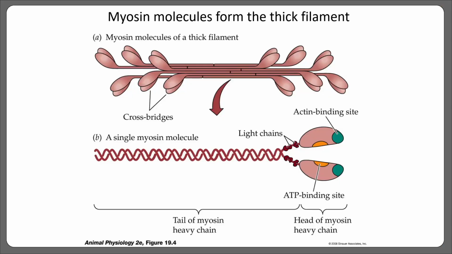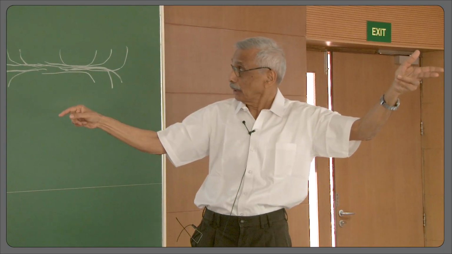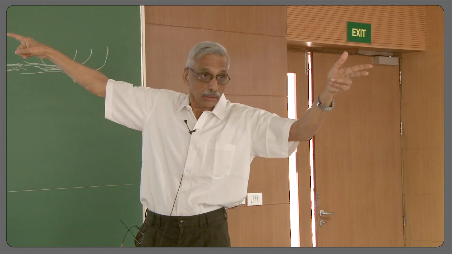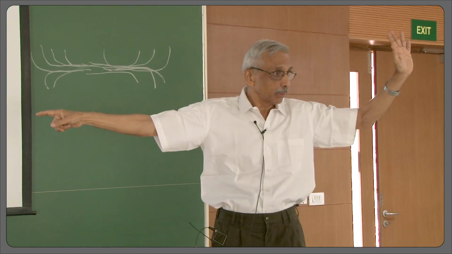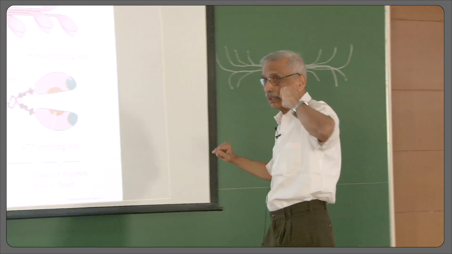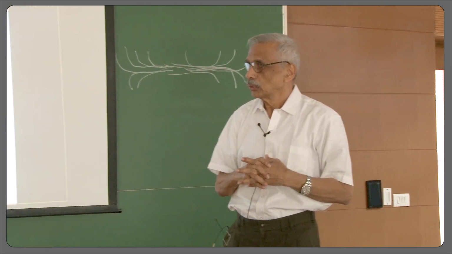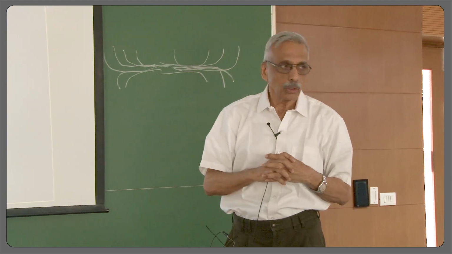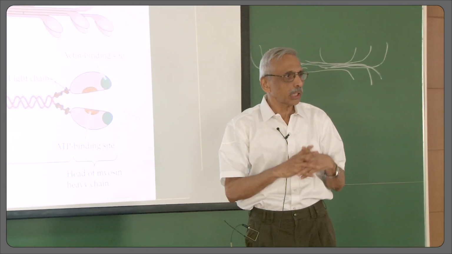200 to 400 such molecules can form by virtue of self-assembly. They can come together and form a myofilament. From the myofilament, I take a single molecule and blow it up here. When I do that, I find that the myosin molecule is made up of actually 6 protein units. 2 are called heavy and 4 are called light.